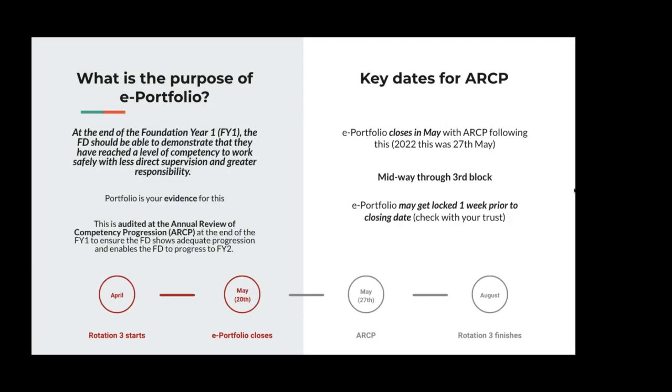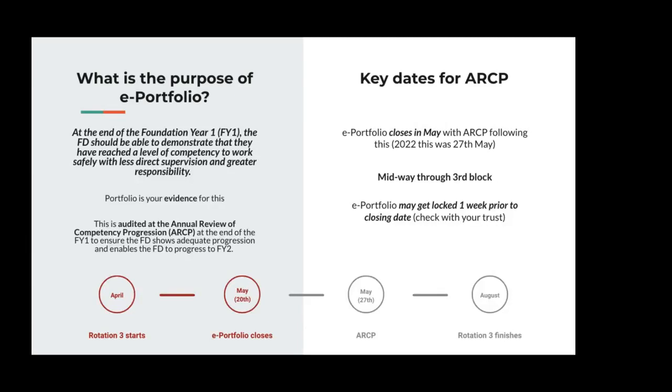Key dates, but these are likely to change. So ePortfolio closes generally in May, with ARCP following this. So in 2022, it closed on the 27th of May. We are currently towards the end of July. I think in F2 this year, it closed mid-June for us. So yeah, you don't have quite as long as you expect once you get going.